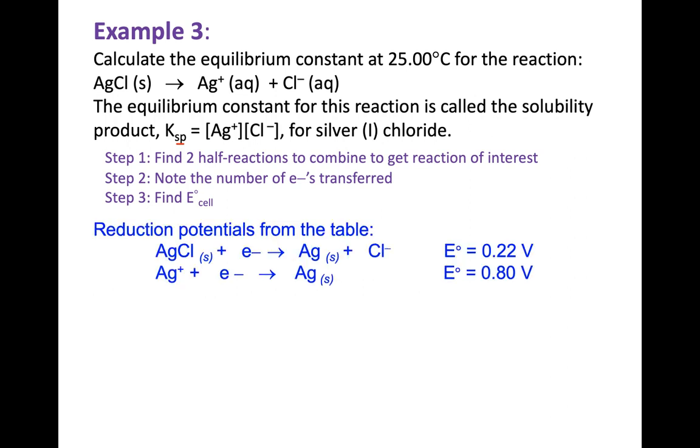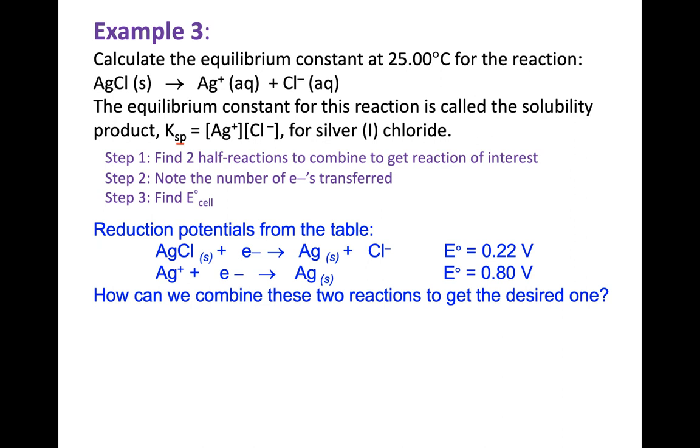So looking in the back of the book at, I think it's Appendix 6, we find the following two reduction potentials. We have silver chloride solid being reduced to silver metal and chloride ions with a standard potential of 0.22 volts. And we've got silver ions being reduced to silver metal with a standard potential of 0.8 volts.